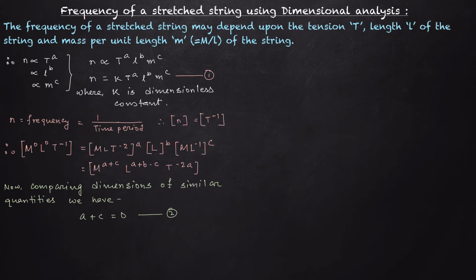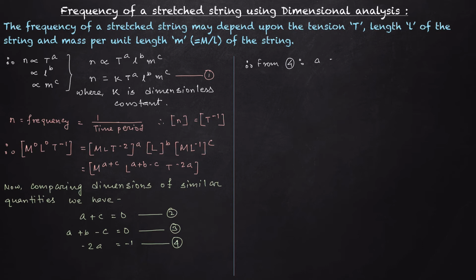So similarly, if we compare L and T, then we will have a plus b minus c equals to 0, and minus 2a is equal to minus 1. So these are our 3 equations, and we need to solve this to determine the values of a, b, c. So from equation 4, we can say that the value of a must be equal to half. So if you put this value of a in equation 2, then c will be minus a, which is equal to minus half.